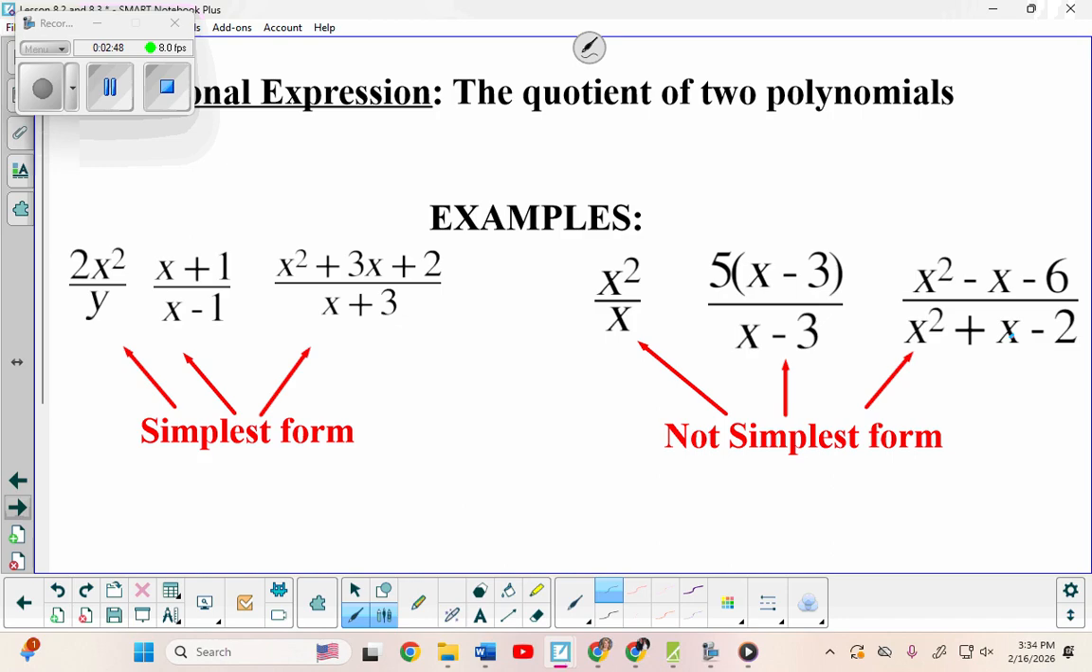All right, a rational expression, that's kind of hiding right there, is the quotient of two polynomials. Let me see if I can move this. Nope, it's not moving. So a rational expression, that's hidden behind the camera there, is the quotient of two polynomials. I'll write that word, rational.